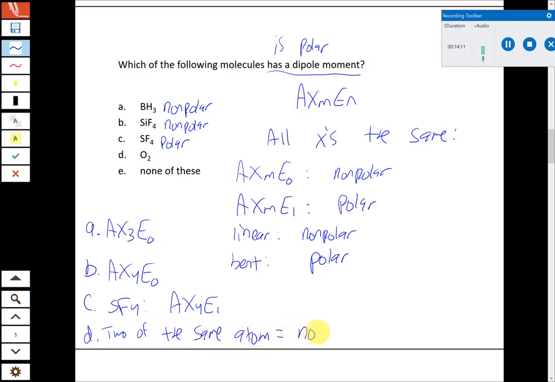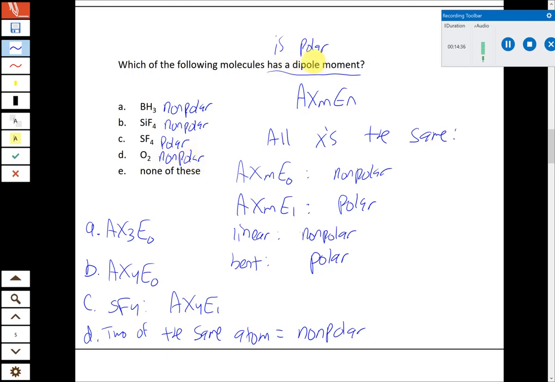Which means it's nonpolar. So N2, O2, Cl2, F2, whatever, two of the same atom bonded together makes it nonpolar because the electronegativities are the same. But typically, if it's two different atoms, like CO or NO, it's going to be polar. So this one would be nonpolar because both the atoms are the same.